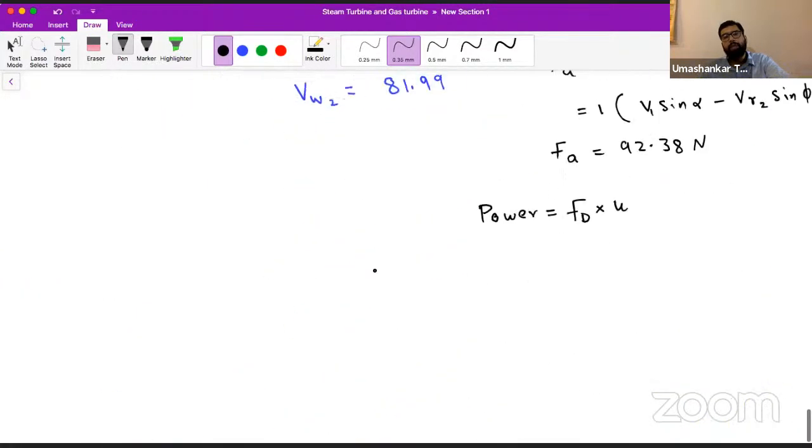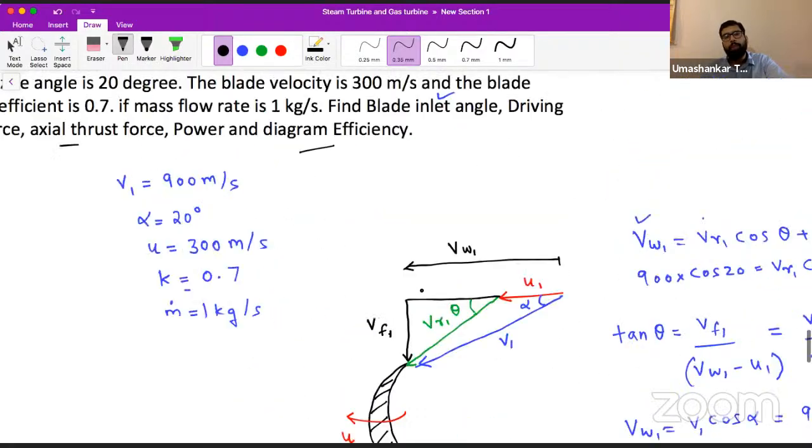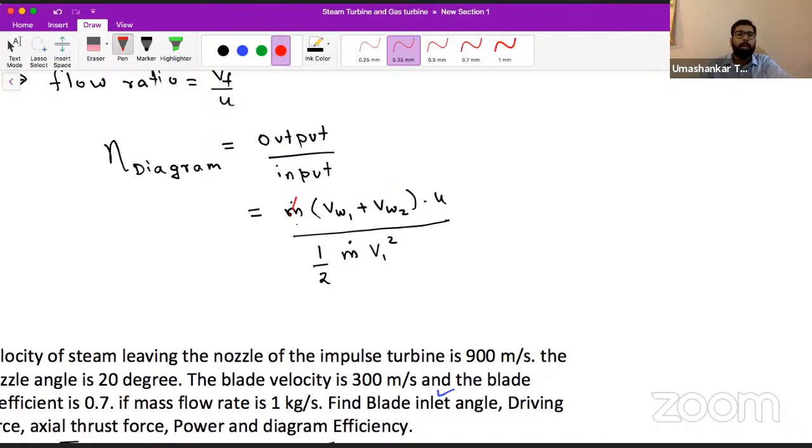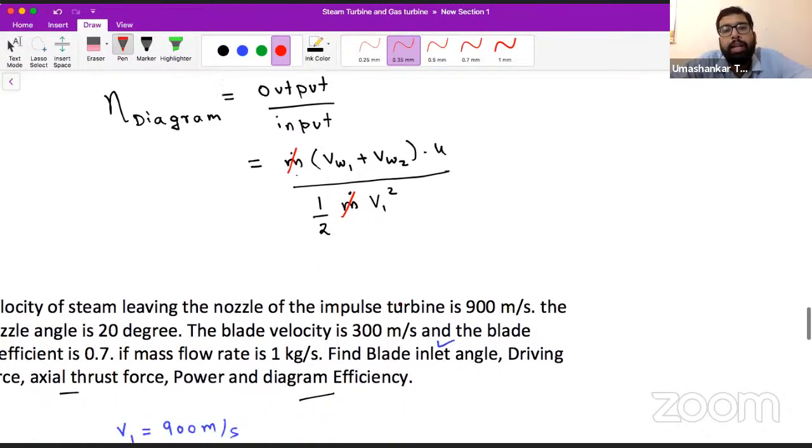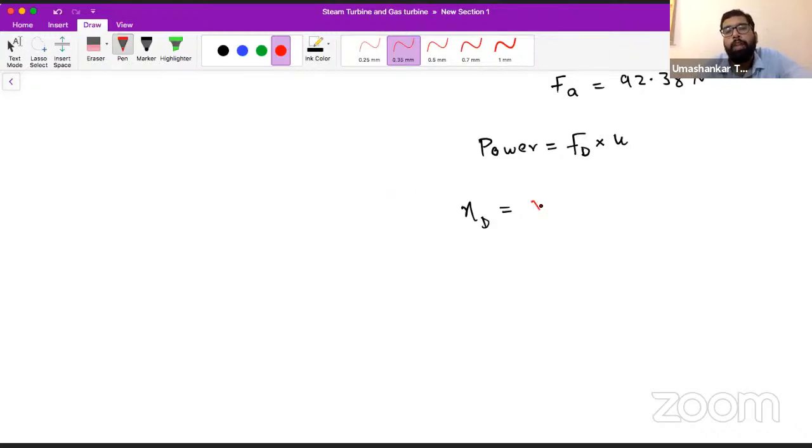Similarly, for diagram efficiency, we have seen the diagram efficiency formula. We can cancel this m dot here. When you study impact of jet topic of fluid machinery, you can't cancel this m dot, because in the numerator it is relative mass flow rate, and in the denominator it is the absolute mass flow rate. Here, as there are series of blades or series of vanes, we can cut them down. So our diagram efficiency will be VW1 plus VW2 into U upon half V1 square.